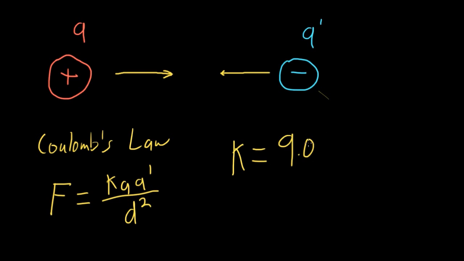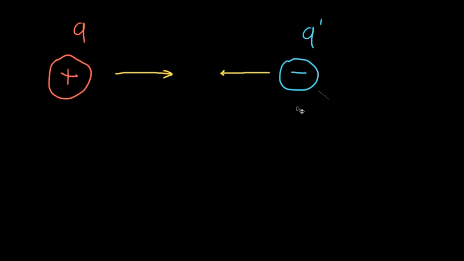9.0 times 10 to the 9th, and it has a weird unit, Newton meters squared per Coulomb squared. That's just because when we put that in, the per Coulomb squared will cancel, the meter squared cancels, and we're left with newtons, force is in newtons. There we go. Coulomb's law is what you use to find an electrical force.